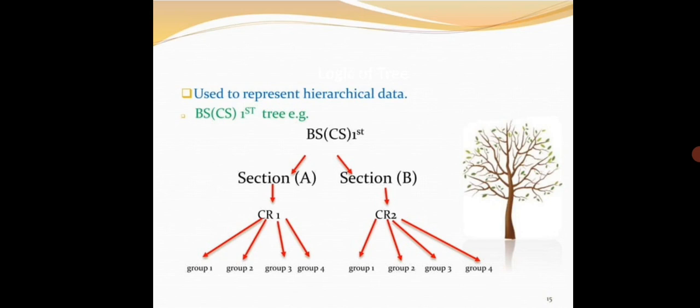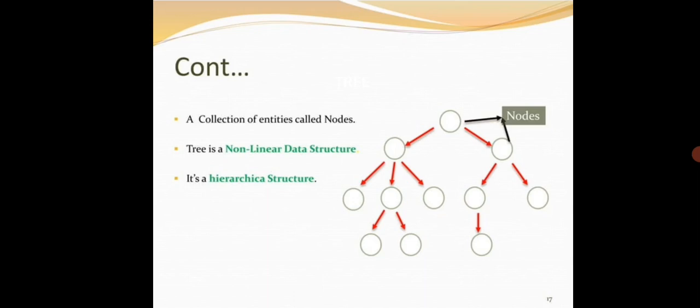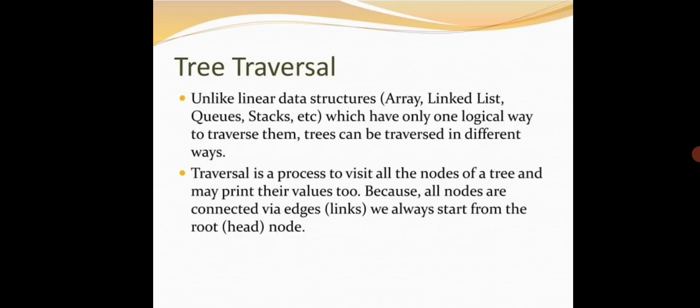Trees have layers of nodes where some are higher and others are lower. Used to represent hierarchical data: CS, with Section A and Section B given below, and Group 1, Group 2, Group 3. As you can see, here is another representation of hierarchical data from the first tree. A collection of entities is called nodes. A tree is a nonlinear data structure and a hierarchical data structure.